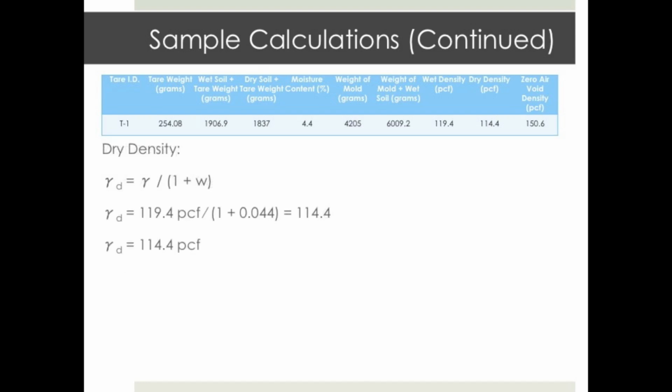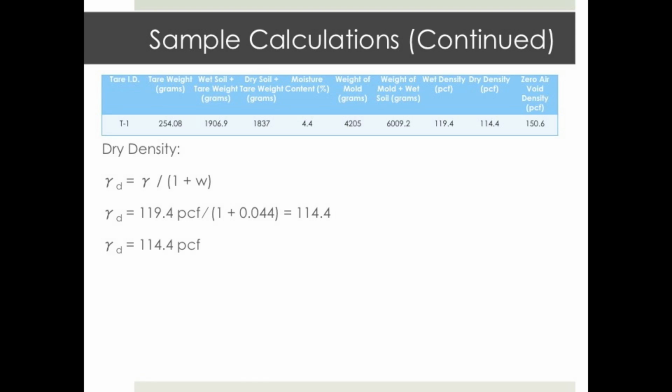With a wet density and a moisture content, we can easily calculate what is known as the dry density. The dry density is the density of the soil if it had no moisture. To do this, we divide the wet density by 1 plus the water content in decimal form. Notice that the dry density is less than the wet density. This calculation essentially subtracts the water from the compacted subspecimen.